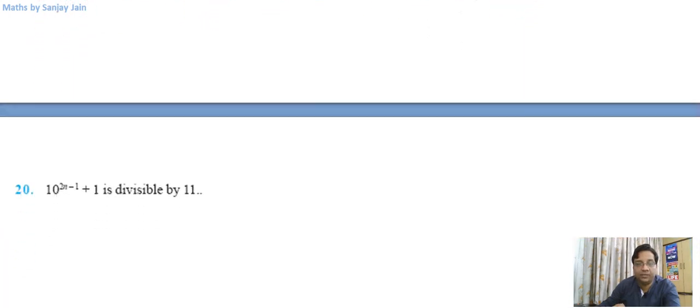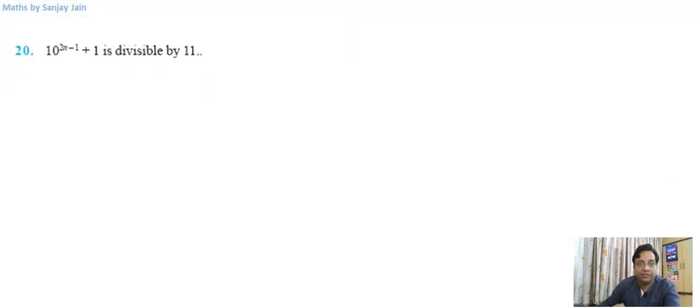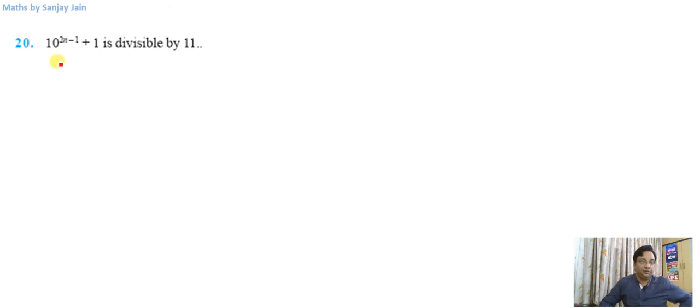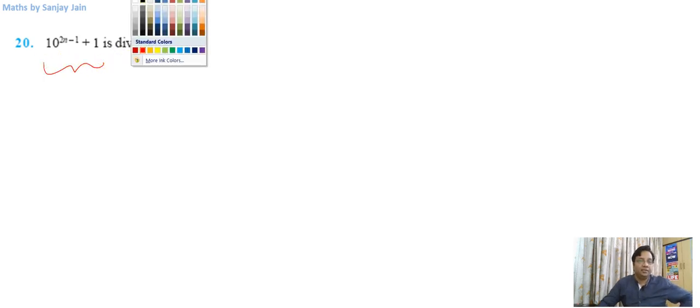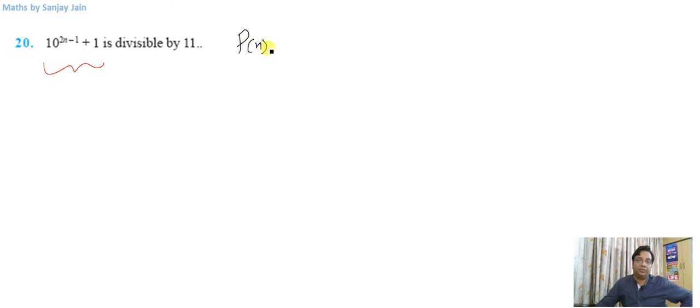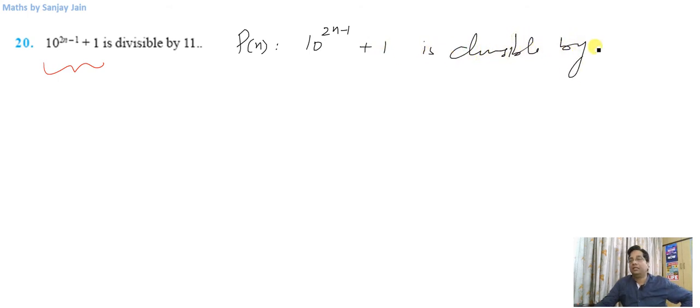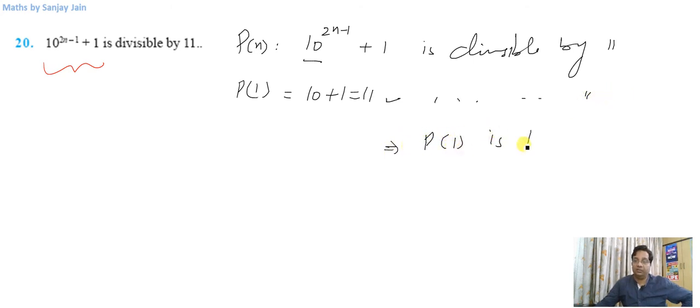Let us look at the next one, which is also on similar lines. Now this expression we have to prove to be divisible by 11. So let's consider this statement as p of n. What is this? 10 raised to power 2n minus 1 plus 1 is divisible by 11, right? This is the statement. So let's check its validity for n equal to 1. For n equal to 1, this will be 10 raised to power 2 minus 1, that is 10, plus 1, which is 11. So yes, 11 is divisible by 11. Hence, I can say p of 1 is true.